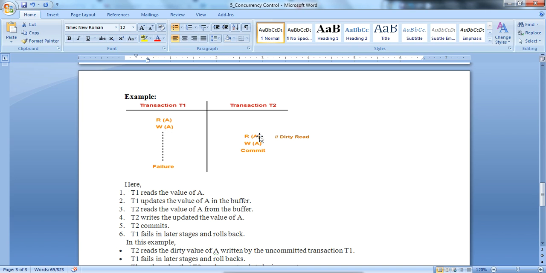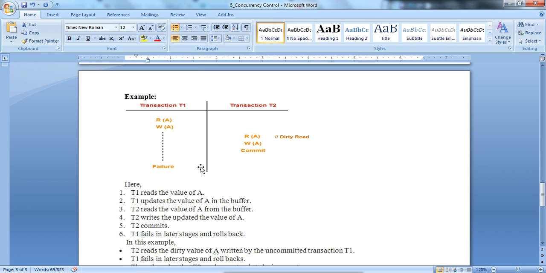It is read by T2 and then T2 commits, and after that T1 fails. Then it rolls back and restores the initial value of A. Now the value of A read by transaction 2 is 10, which was written by this operation of T1. But here it rolls back and the initial value of A is 5. So T2 read the value of A as 10 and T1 again has the value of A as 5 because of the failure or the rollback. That is called the dirty read.